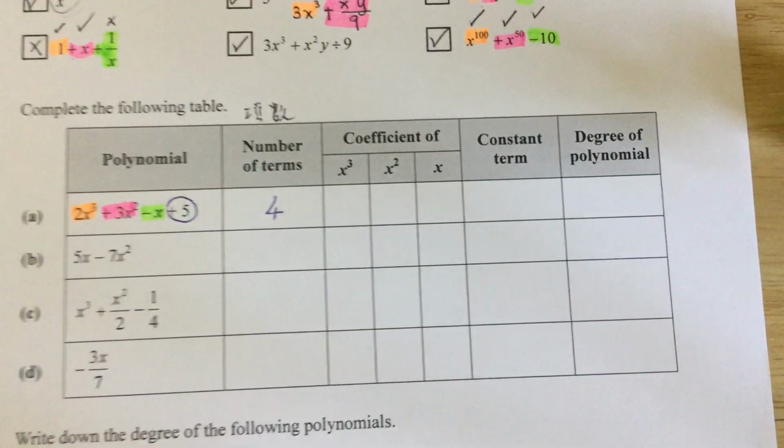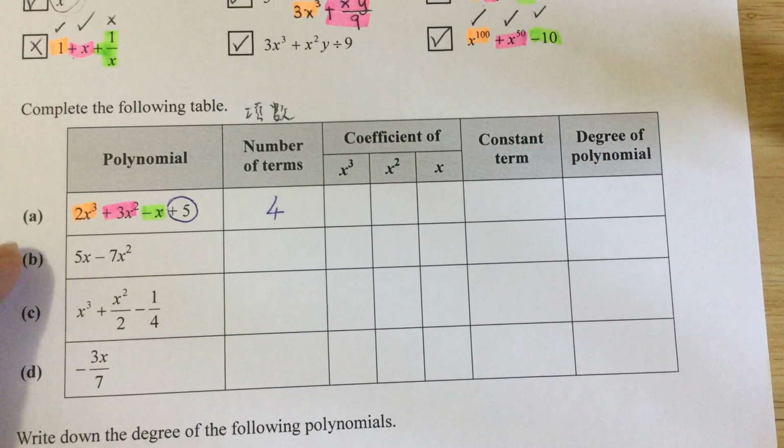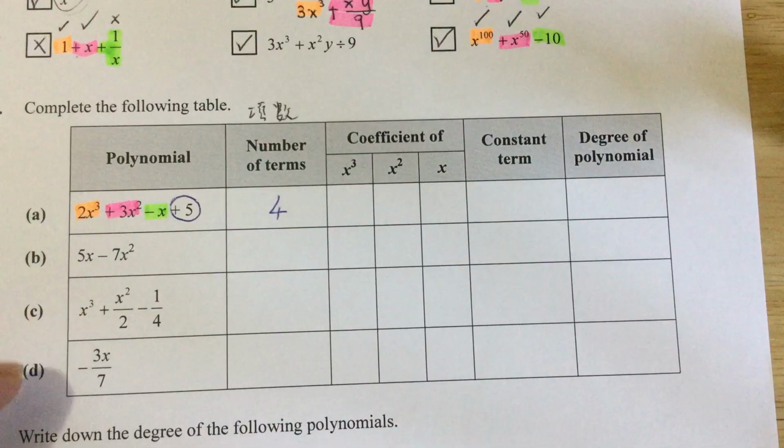Now I will give you 15 seconds. Please try to find the number of terms for B, C, and D. Okay, now please do it. If you cannot finish, just pause the video until you finish.